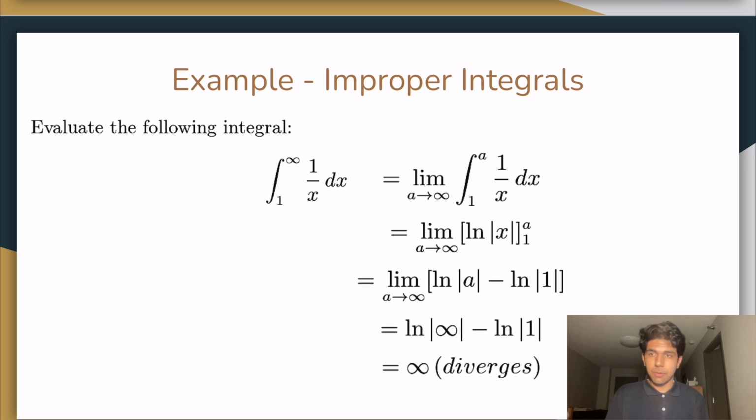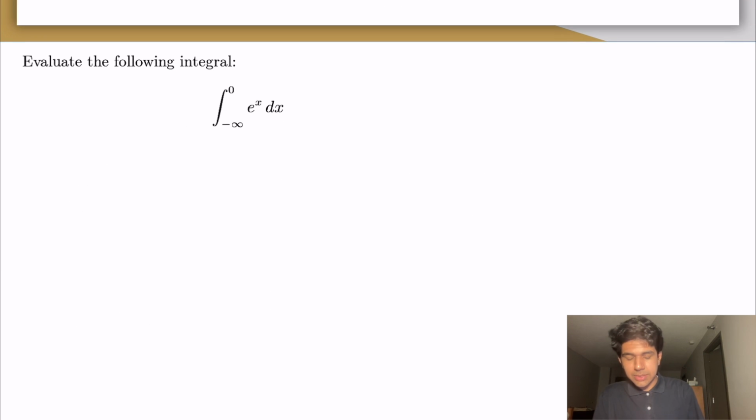So that's one example. Let's try to do an example from scratch. So here we see the integral from negative infinity to 0 of e to the x dx. So I see that my bottom limit isn't particularly great, so we want to do a variable replacement with that. I like to use the letter a just because it's the first letter of the English alphabet.